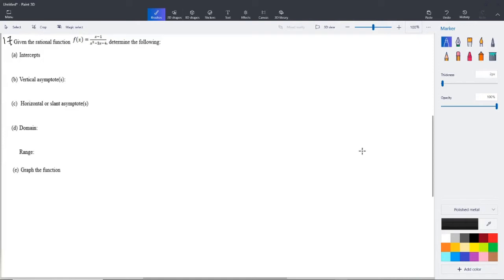Okay, so let's jump right into this. The first thing we're going to do is write our function the way it was given, x minus 1 over x squared minus 3x minus 4. And then we're going to see if we can factor that denominator to give it a different form, because remember, each form tells us a piece of information. I think we can. I think this is going to be x minus 4 and x plus 1.